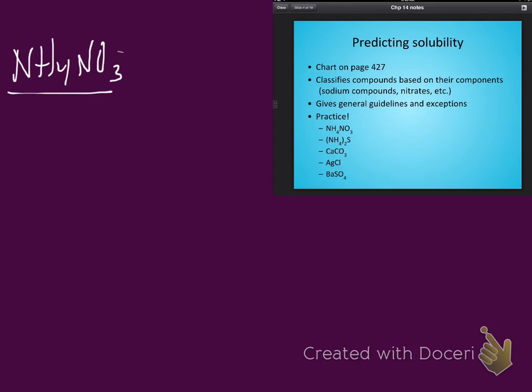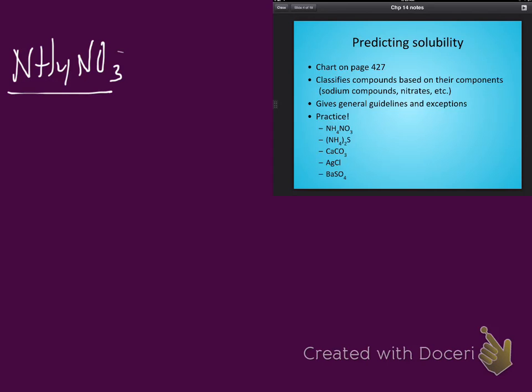Number 2, most nitrates, acetates, and chlorates are soluble. Does that apply to our compound? Yes. Still saying probably soluble. Number 3, most chlorides are soluble except those of silver, mercury, and lead. Lead 2 chloride is soluble in hot water. Doesn't apply. Rule 4, most sulfates are soluble except those of barium, strontium, and lead. Doesn't apply.